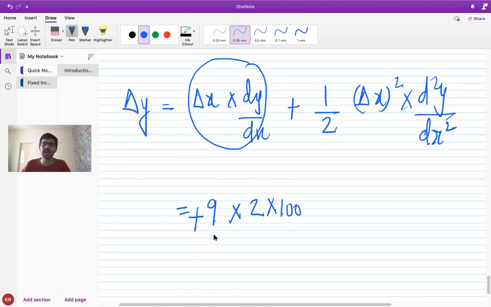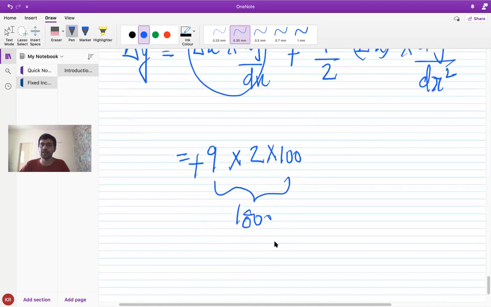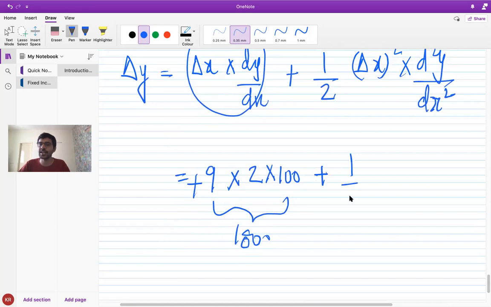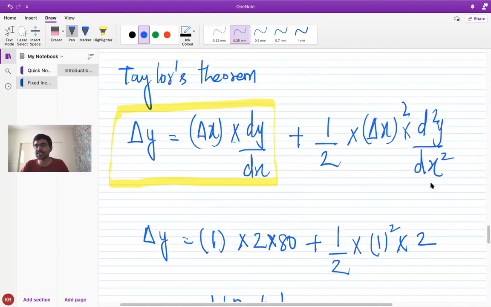Okay, and this is going to be 1800. Obviously, that is what we actually just calculated. This is going to be 1800, but then we have half into change in x the whole square. X has changed by 9, so we have 9 square into d square y by dx square, and d square y by dx square, we saw that it is equal to 2.